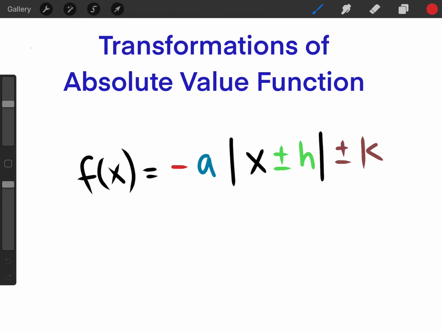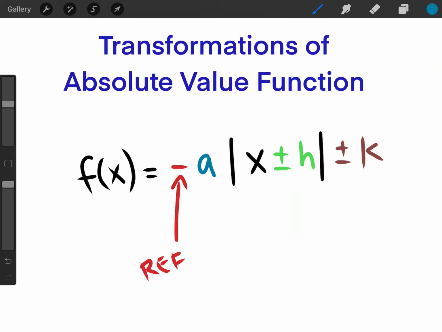All right, so let's quickly go over all the transformations on the absolute value function. First you want to look at the negative. The negative sign tells you that it's going to be a reflection. So you will be reflecting over the x-axis.